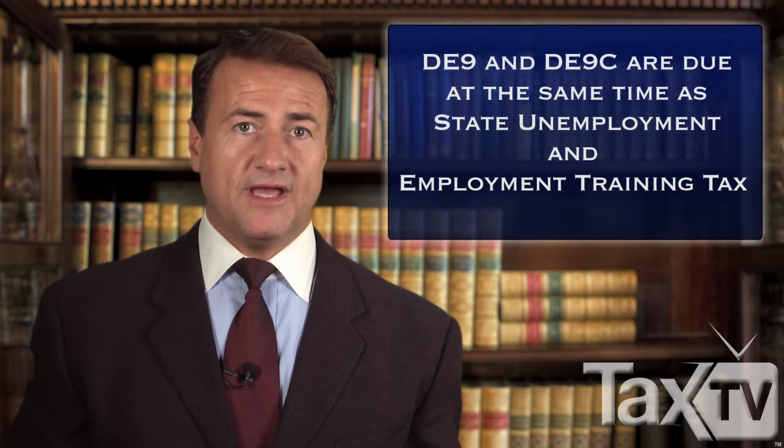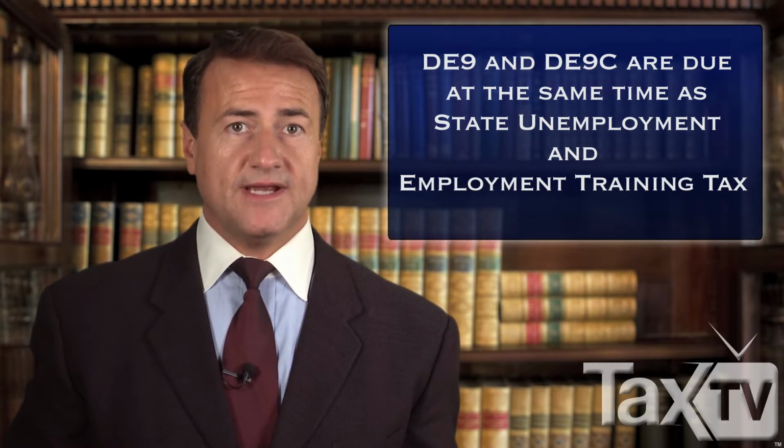This return gives the state valuable information regarding where employees are working and how much money they're making. The state then uses this information to issue things like garnishments, friend of the court, or bankruptcy notices. The return also helps track fraudulent unemployment claims. These returns are due at the same time you pay your state unemployment and employment training tax and considered delinquent if not filed on that day. Penalties are assessed for both late submission and missing employee information.